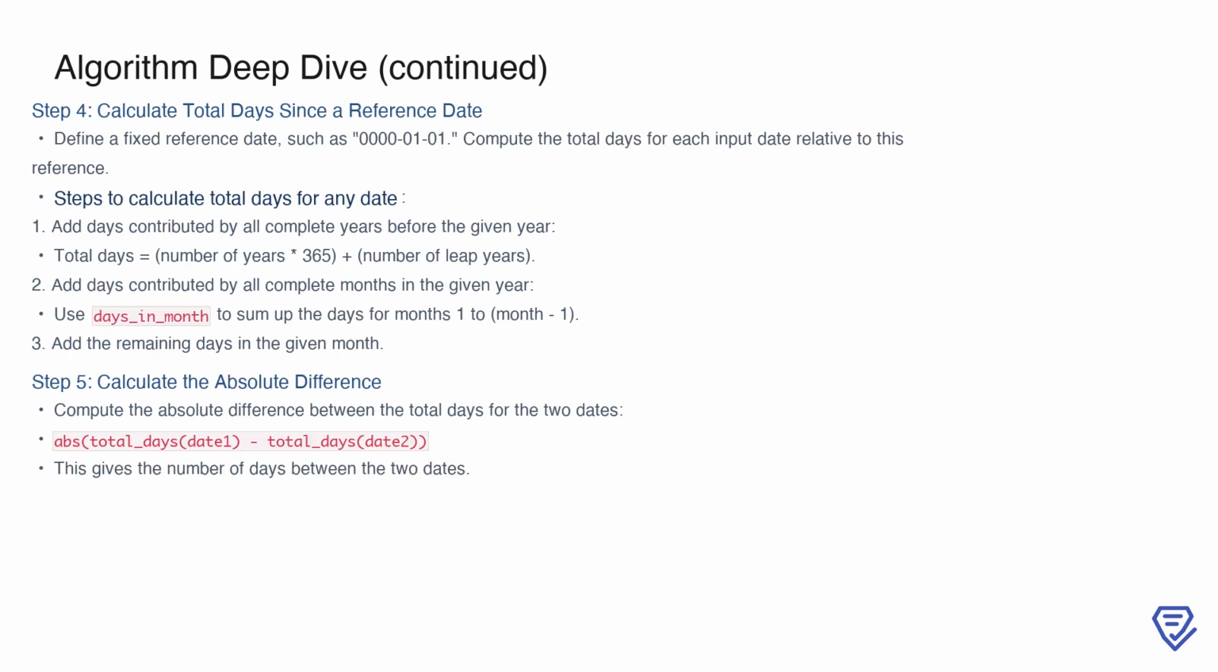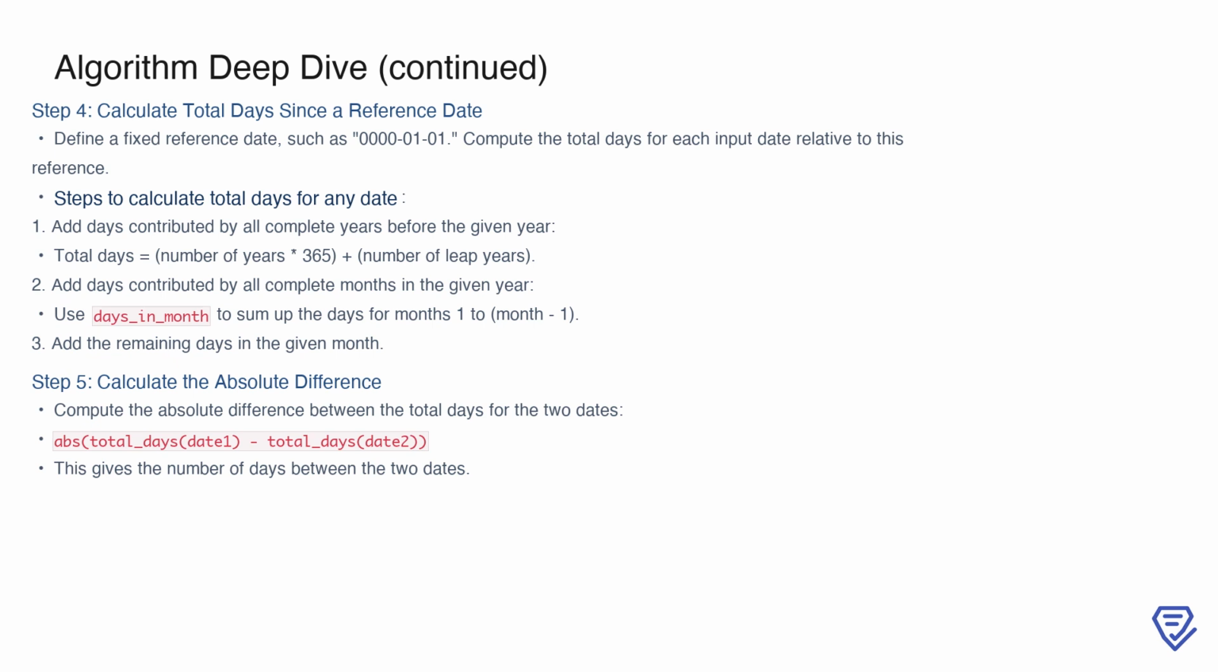The next major step is calculating the total number of days for each date relative to a fixed reference point, such as January 1st, 0000. This involves 3 substeps. First, we calculate the days contributed by all complete years before the given year. This is done by multiplying the number of years by 365 and adding the number of leap years that occurred during that time. Second, we calculate the days contributed by all complete months in the current year.